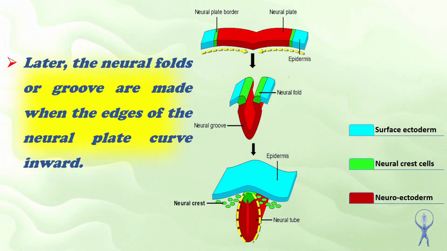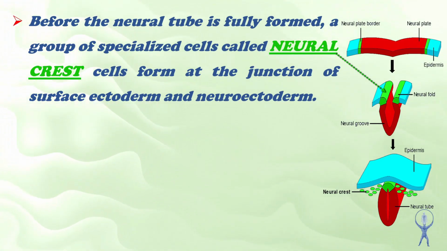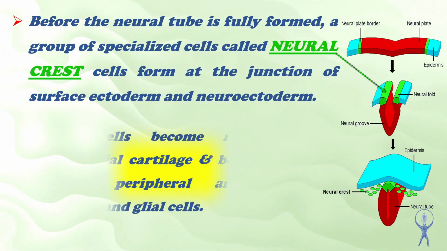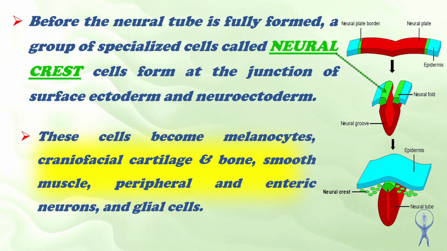The progenitor cells of the neural tube are known as neural precursor cells. Before the neural tube is fully formed, a group of specialized cells called neural crest cells form at the junction of surface ectoderm and neuroectoderm. These cells later differentiate into melanocytes, craniofacial cartilage and bone, smooth muscle, peripheral and enteric neurons, and glial cells.